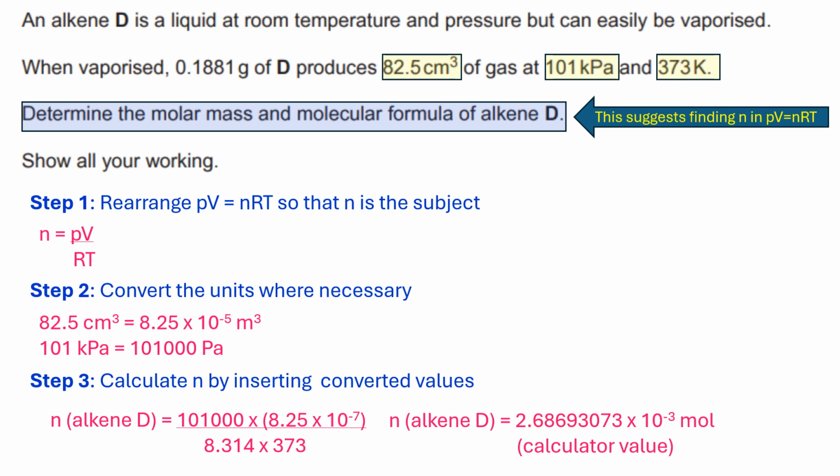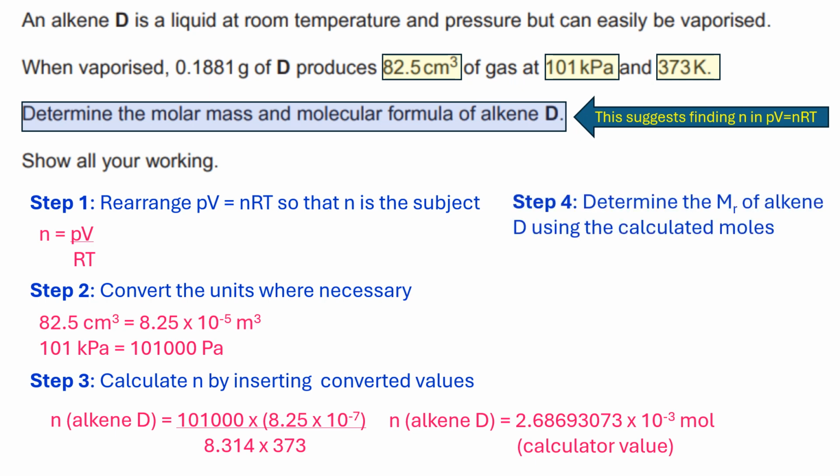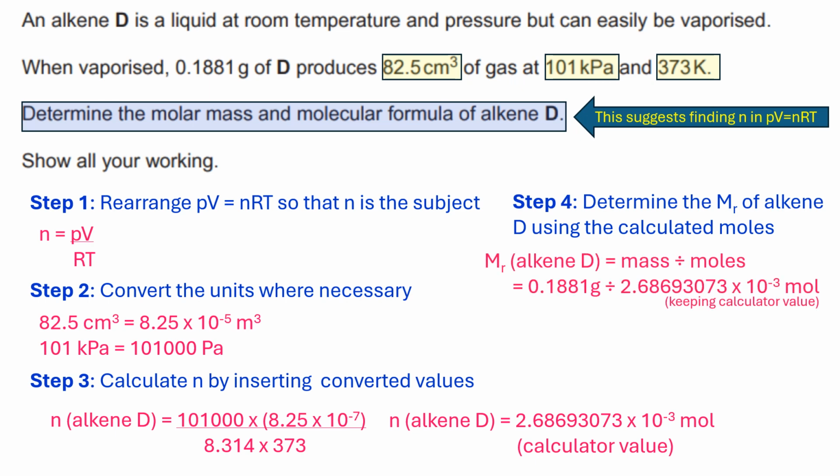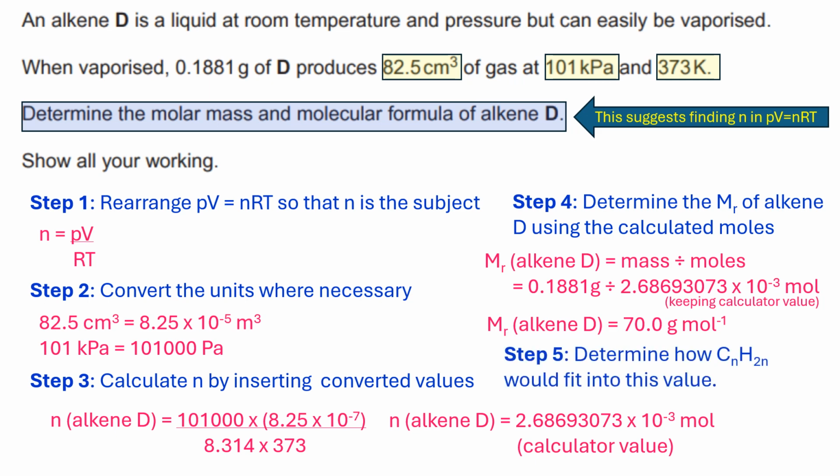So I can keep my calculator value, and I'm going to use this to determine the Mr of alkene D. So that gives me 70 grams per mole. The last thing to do is to make that fit the general formula of an alkene, which is CnH2n. So with a bit of playing around, it's quite easy to come up with C5H10.